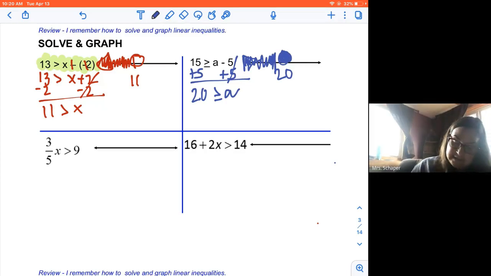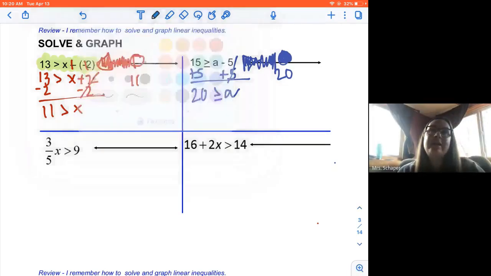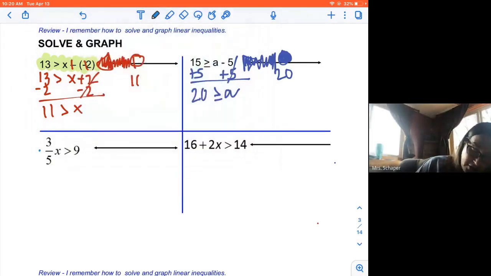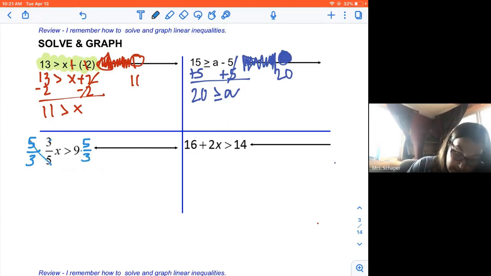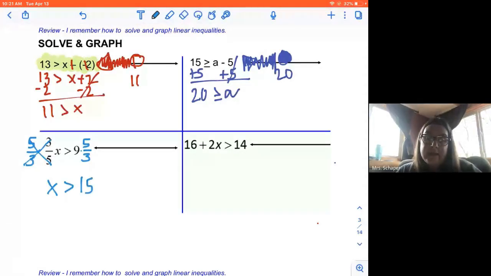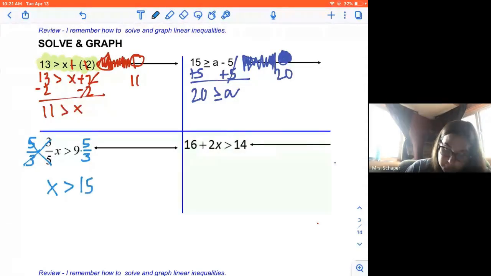Let's take a look at this next one. 3/5 x is more than 9. 3/5 x is greater than 9. So when I have a coefficient that's a fraction, I like to multiply by the reciprocal. You could also divide both sides by the same number. It really comes down to your choice in what you want to do with that. So 3/5 times 5/3 is 1. So x is more than 15. 9 times 5/3 is 15.